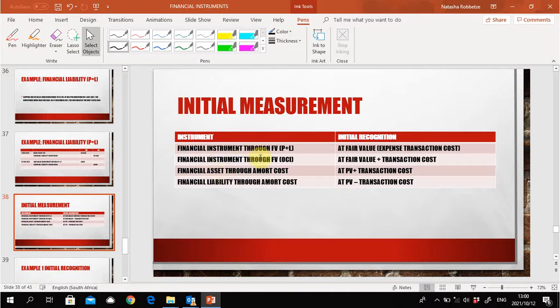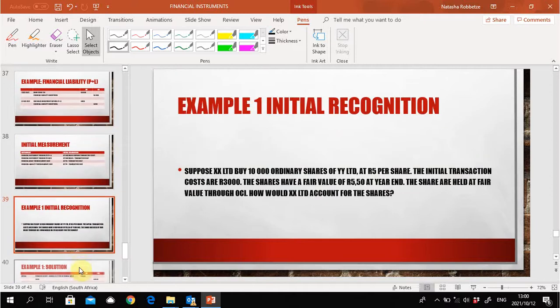If the financial instrument goes through fair value OCI, we take the fair value plus the transaction cost as an initial cost. If it's a financial asset through amortized cost, we take the present value plus the transaction cost. If it's a financial liability that is valued through amortized cost, it's the present value minus the transaction cost. All right, so this might seem a bit abstract, so I have an example.